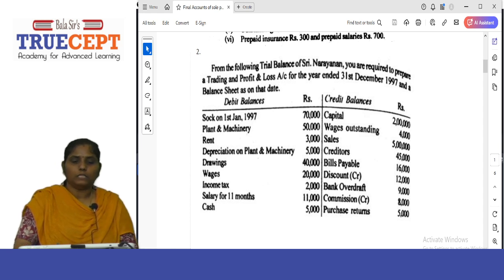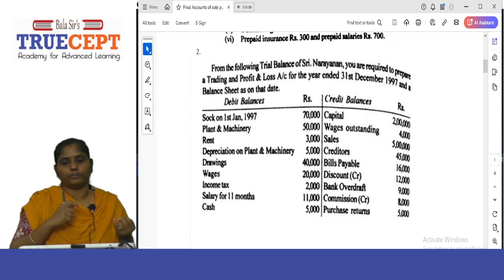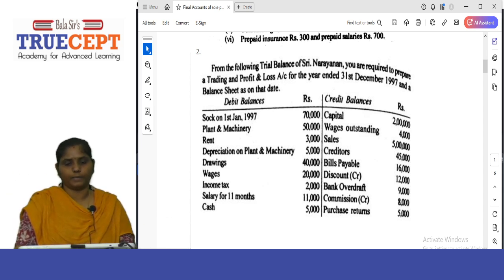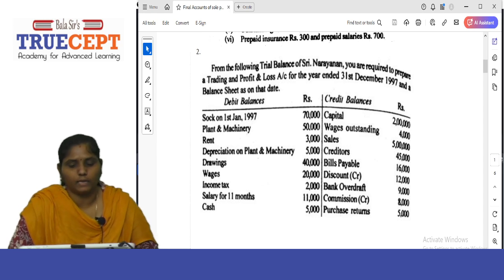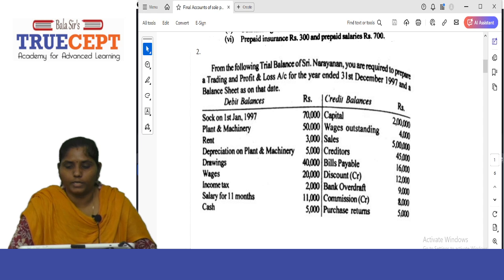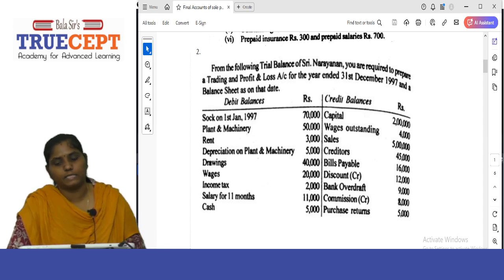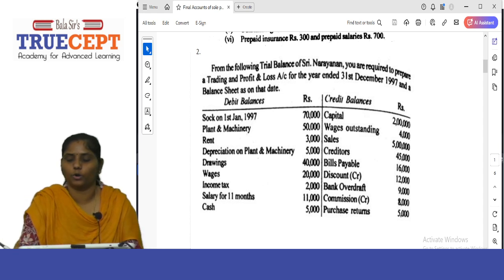Okay, so let's read the question. First, as usual, we'll discuss the trial balance items, then we'll discuss the adjustment items, then I'll work out the sums. I'll take you through the sum. From the following trial balance of Sri Narayanan, you are required to prepare a trading and profit and loss account for the year ended 31st December 1997 and a balance sheet as on that date. In this sum, if you notice, we are preparing on 31st December, not 31st March. It's a very old sum.